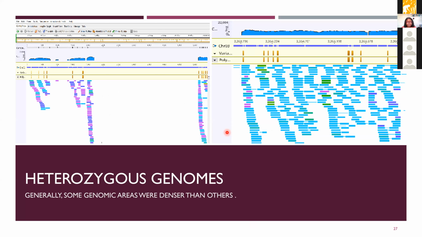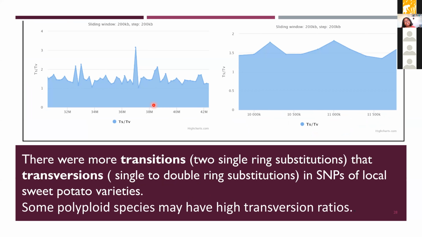So coming out of that, we discovered, and this was not an unexpected result, that the genome is highly heterozygous, lots of sequences, some very dense areas of genetic sequences, and some very sparse areas. This would come because of the hexaploid nature or polyploid nature of the genome and the genetic mixing that occurs. We also found that there were more transitions than transversions.